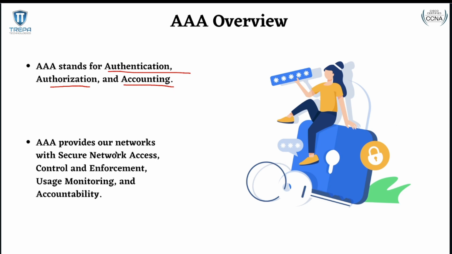So AAA provides our networks with secure network access. It has control and enforcement of network access. It also has monitoring capabilities. And then, of course, accountability. It provides us accountability on who was doing what on our network infrastructure, and who and what was provided with network access.